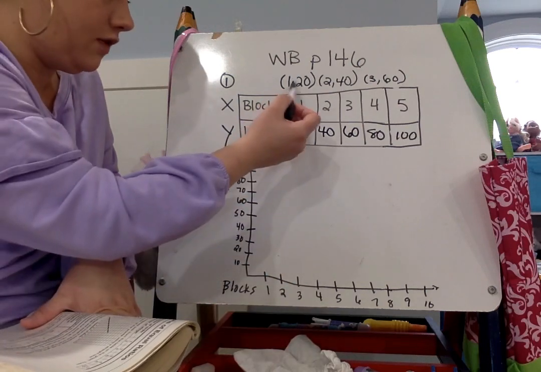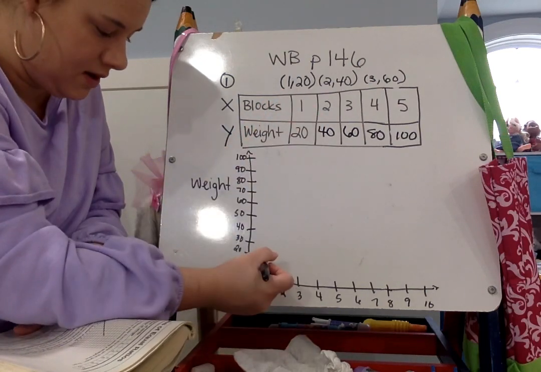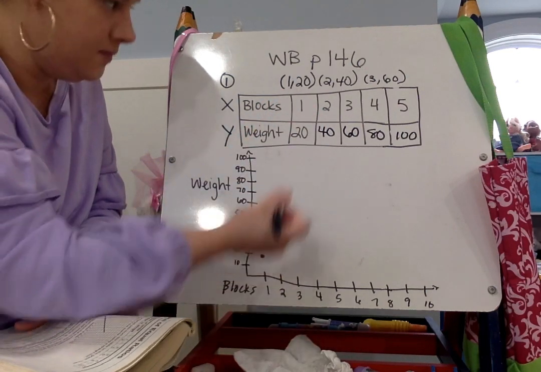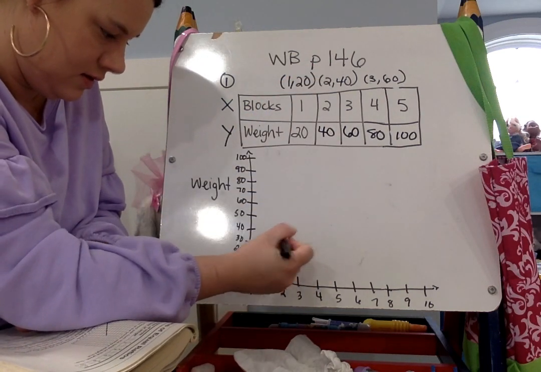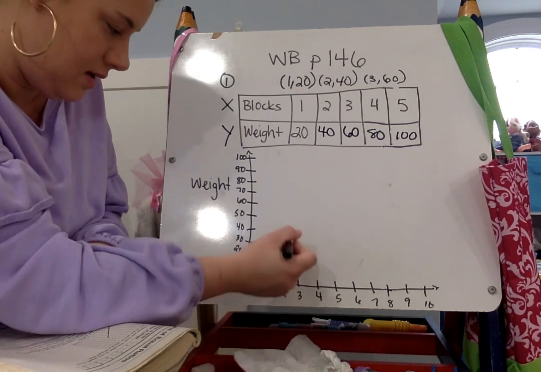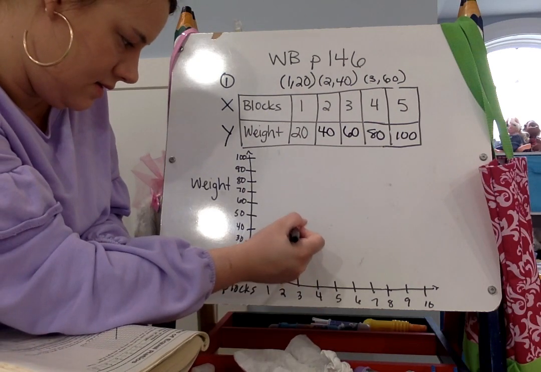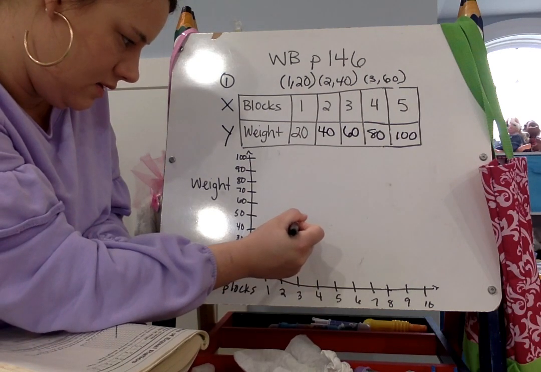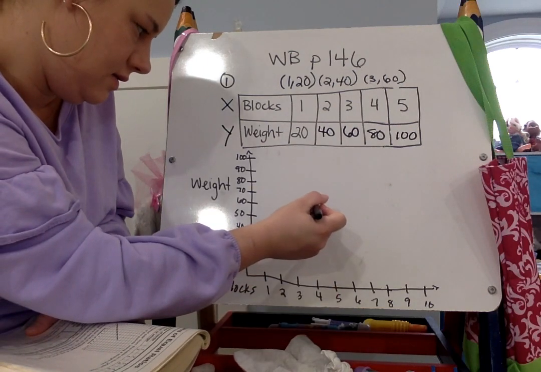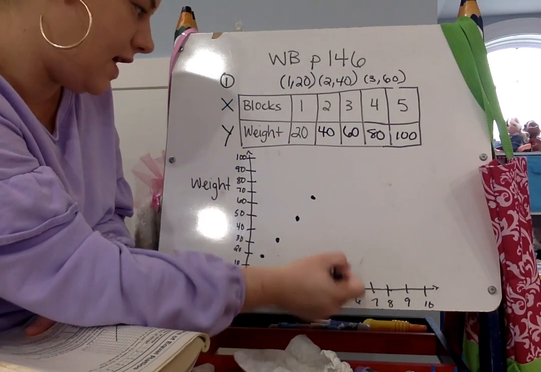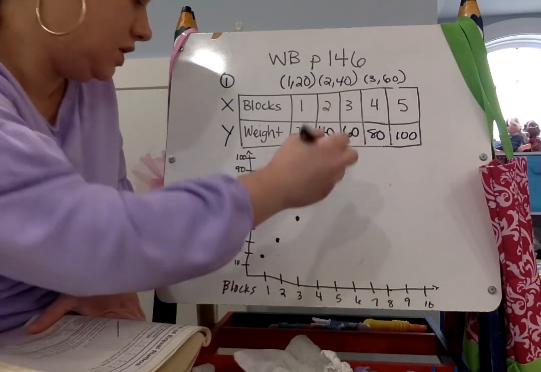So remember, over and then up. So we go over to 1 and up to 20. Over 2, up 40. Over 3, up 60. Over 4, up 80. Over 5, and up to 100.